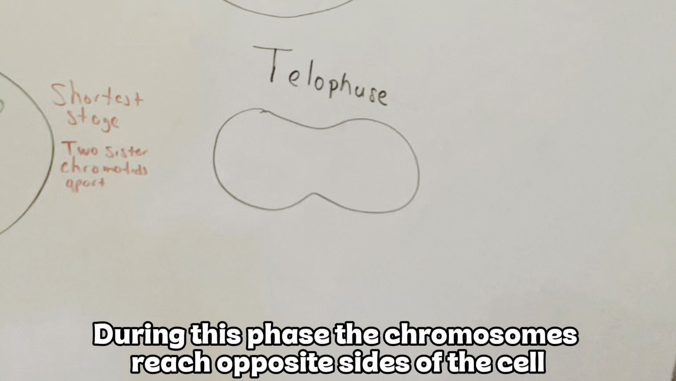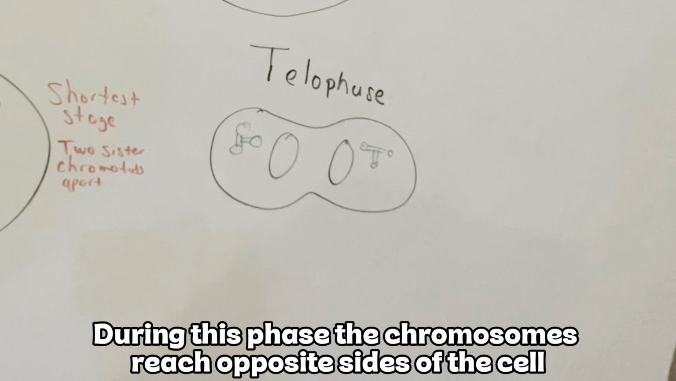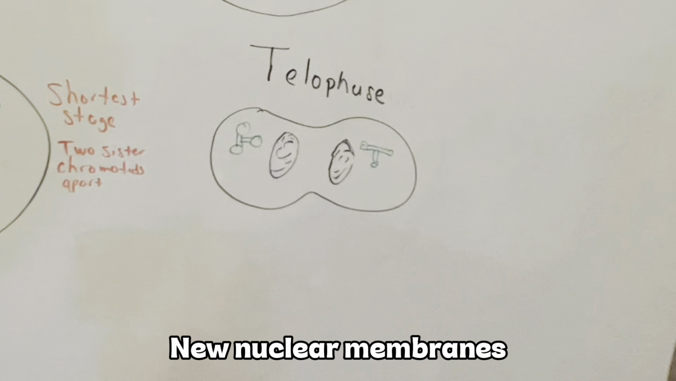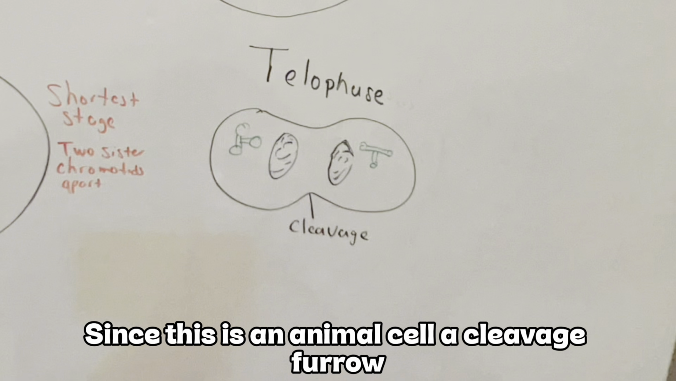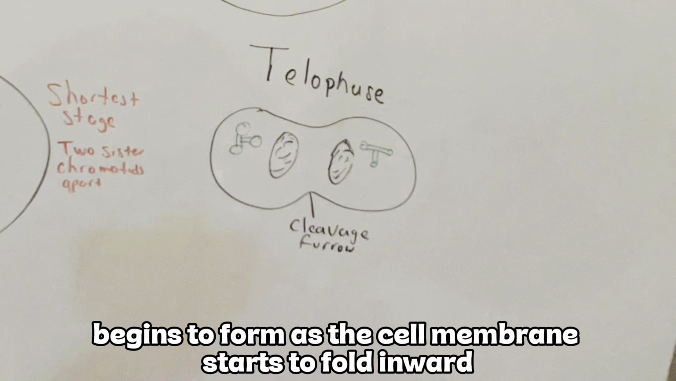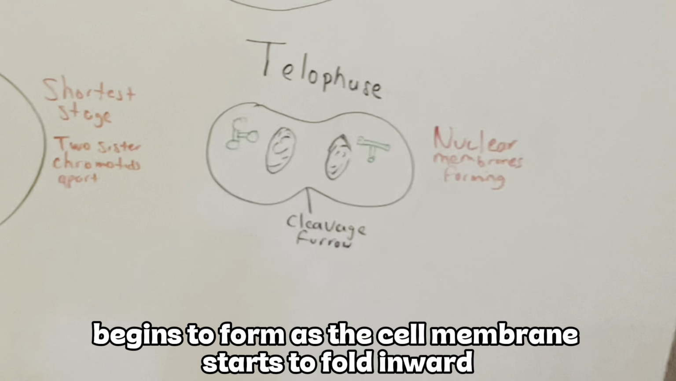During this phase, the chromosomes reach opposite sides of the cell. New nuclear membranes form around each set of chromosomes, creating 2 identical nuclei. Since this is an animal cell, a cleavage furrow begins to form as the cell membrane starts to fold inward.